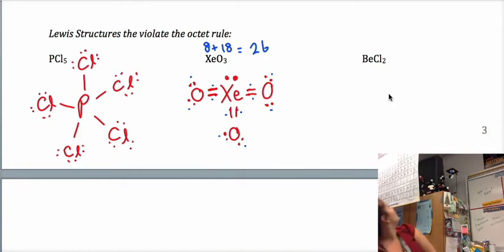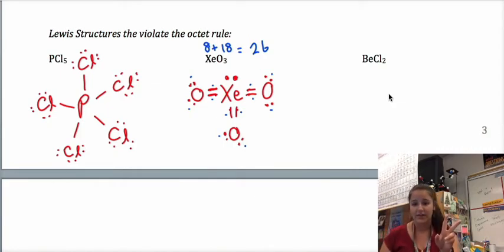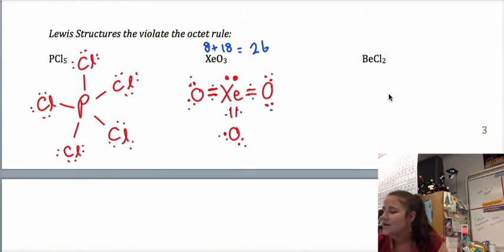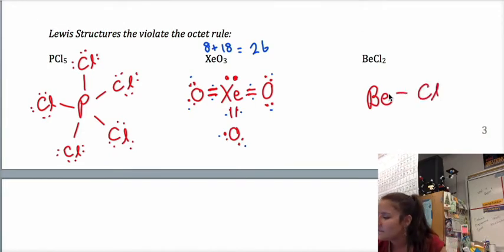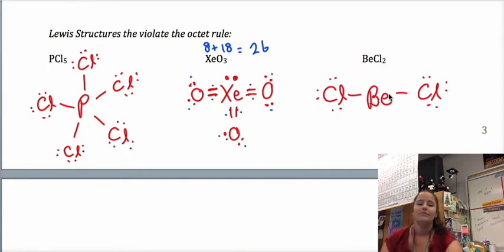Beryllium is another one. Beryllium is only in the second row. Okay, so beryllium only has 2 valence electrons. So BeCl2, go ahead and try it. Did you get this? And that's it. That's what beryllium chloride looks like. Because beryllium doesn't have an octet. Okay? It doesn't. It only has 2 electrons. So it's perfectly happy with just 2 in its outermost shell.